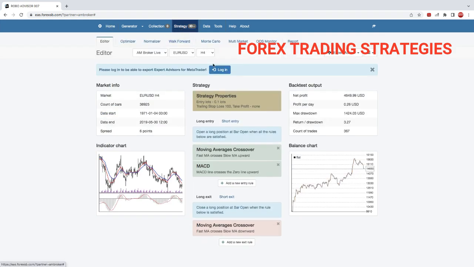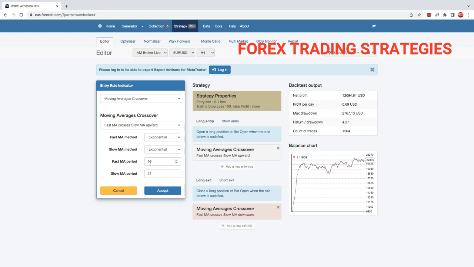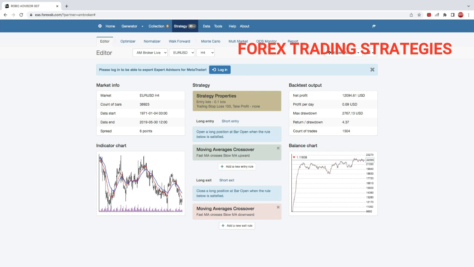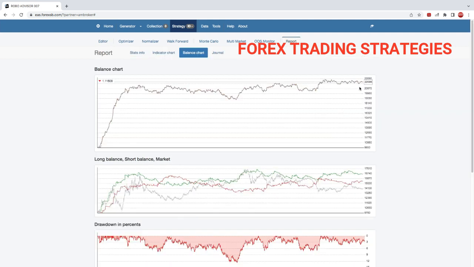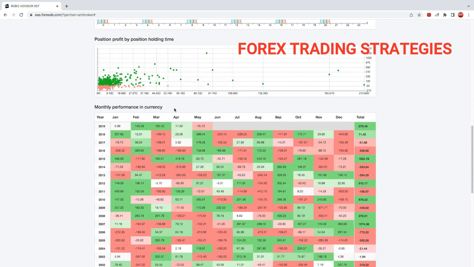It used to be an EA builder, now it's not, but we can still use this backtesting tool for free to test our strategies. Maybe let's remove MACD, and maybe let's change this to 10 21. Let's apply. So without the MACD, we could have made a lot more money like that. If we go back to stats, we could have made a lot more money.